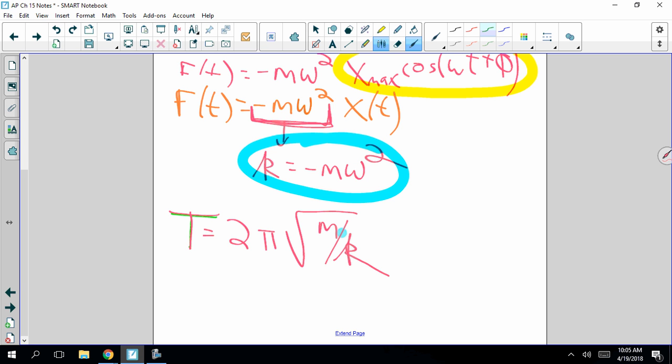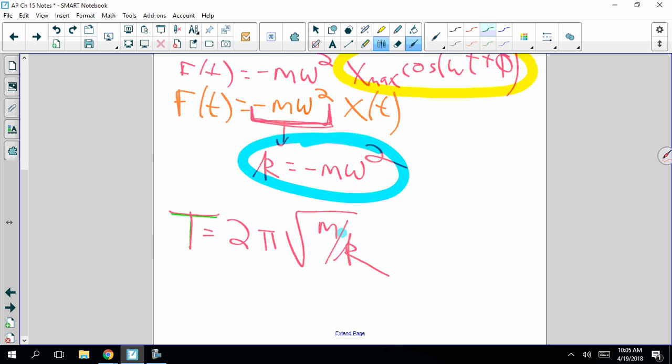All right, so that's a 5-second crash course in everything we did on Tuesday, minus the energy stuff. But energy is exactly what it's always been, right? Kinetic energy is 1/2 mv squared. EPE is 1/2 kx squared. Cool?